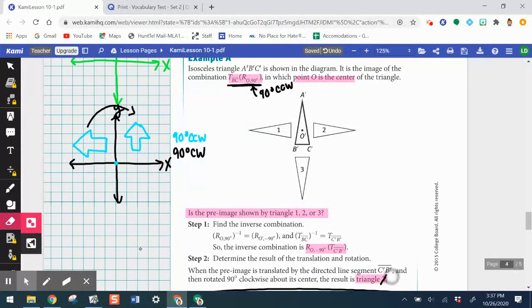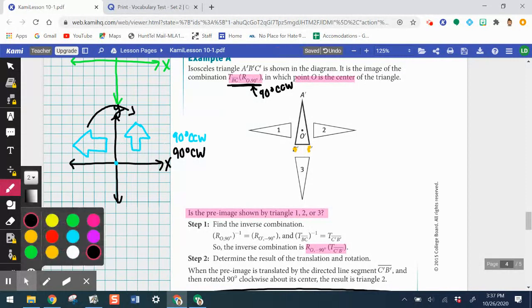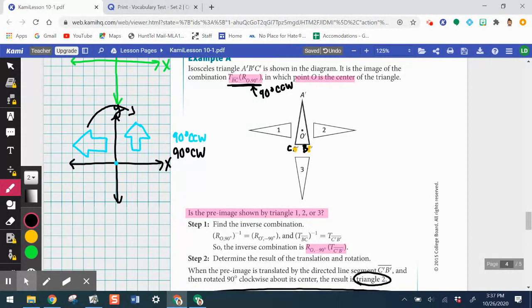You know, the book does have some errors from time to time, and I'm recalling that this is, in fact, the error. So if you would, scratch out these 2 points and replace them. We're going to swap this with C prime and this with B prime. It's going to make a little bit more sense why they said the pre-image is actually triangle 2.